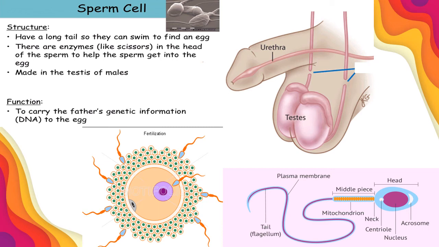Sperm cells are also called male gametes. They are haploid sex cells. Sperm are made continually in the testes, the male sex organ, from the age of 12 to 14 years old.